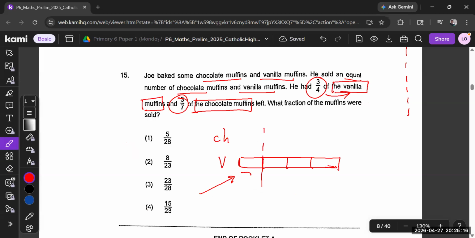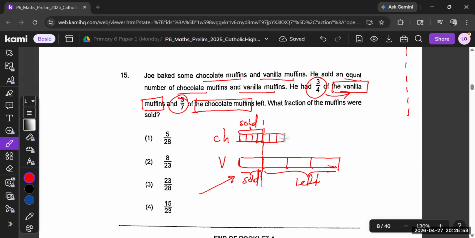Then this must be the sold and the left. And how come Mr. Ong got this dotted line? Because he sold an equal number of chocolate and vanilla. So the chocolate is 3/7 left. Then what fraction is sold? 4/7. So you draw until the dotted line, and this is sold, and you cut into 4/7. 4 boxes. There's a 3/7, there's a 4/7, and there's a 7/7, which is all the chocolate muffins.